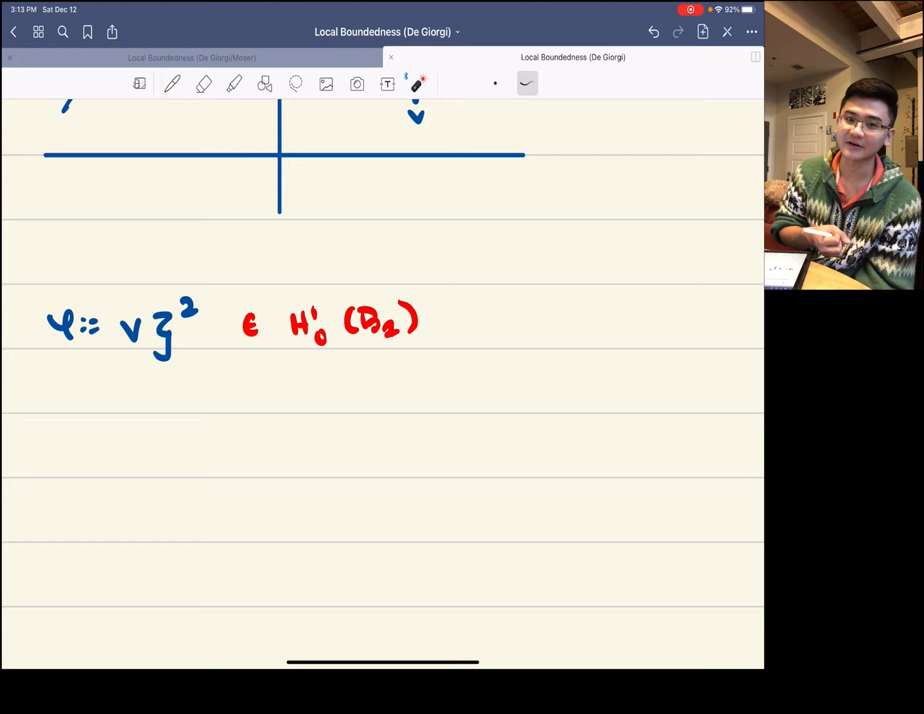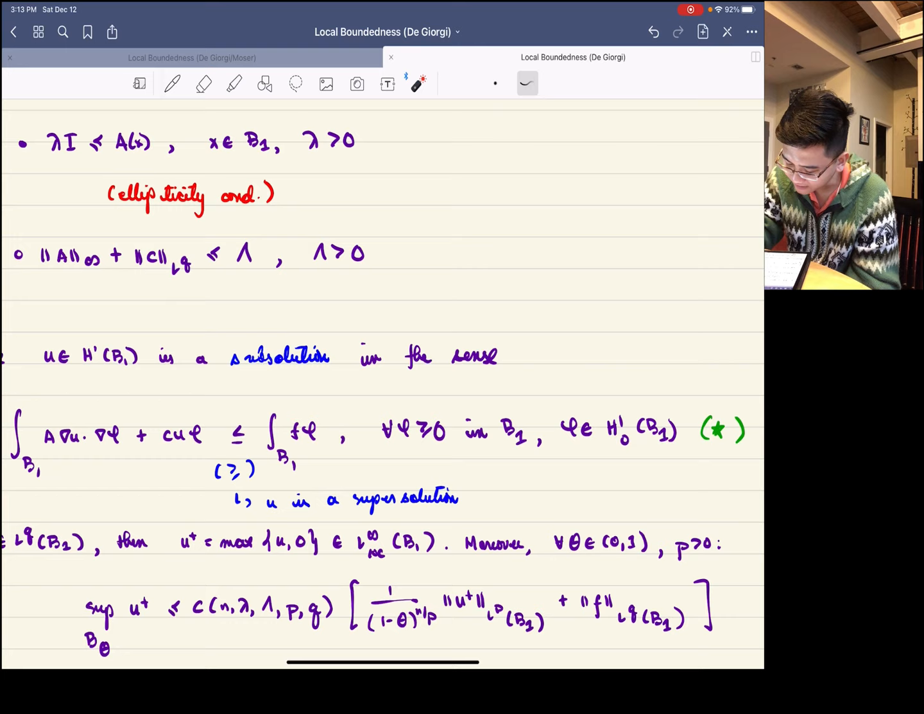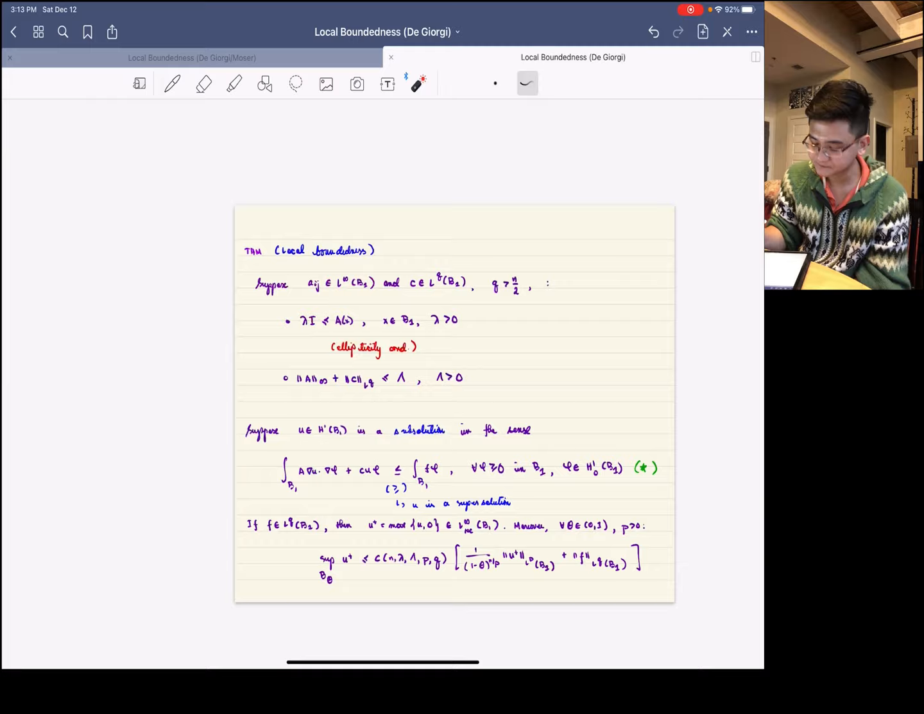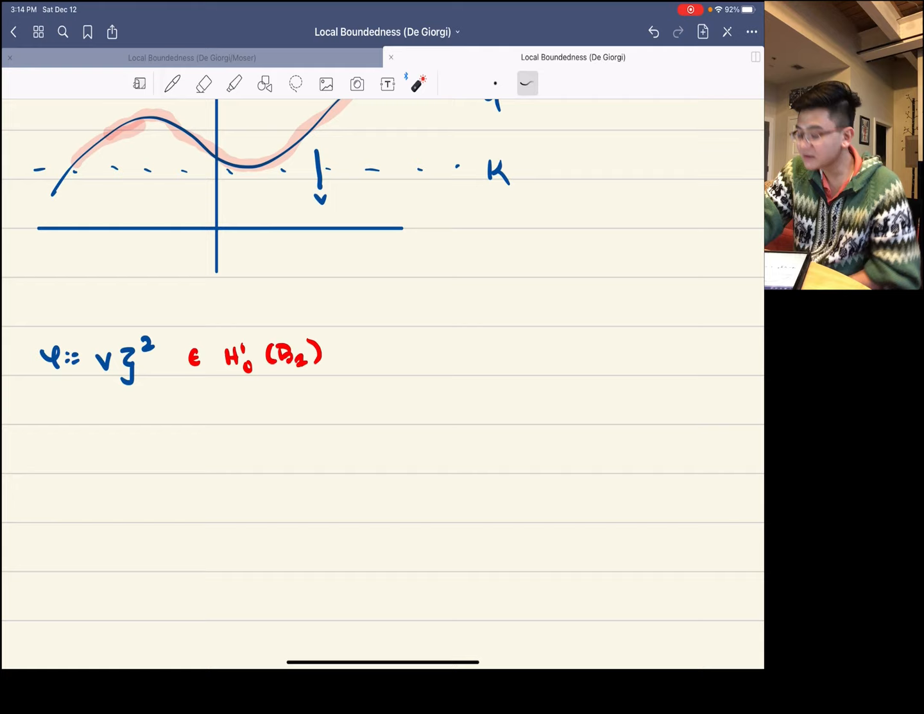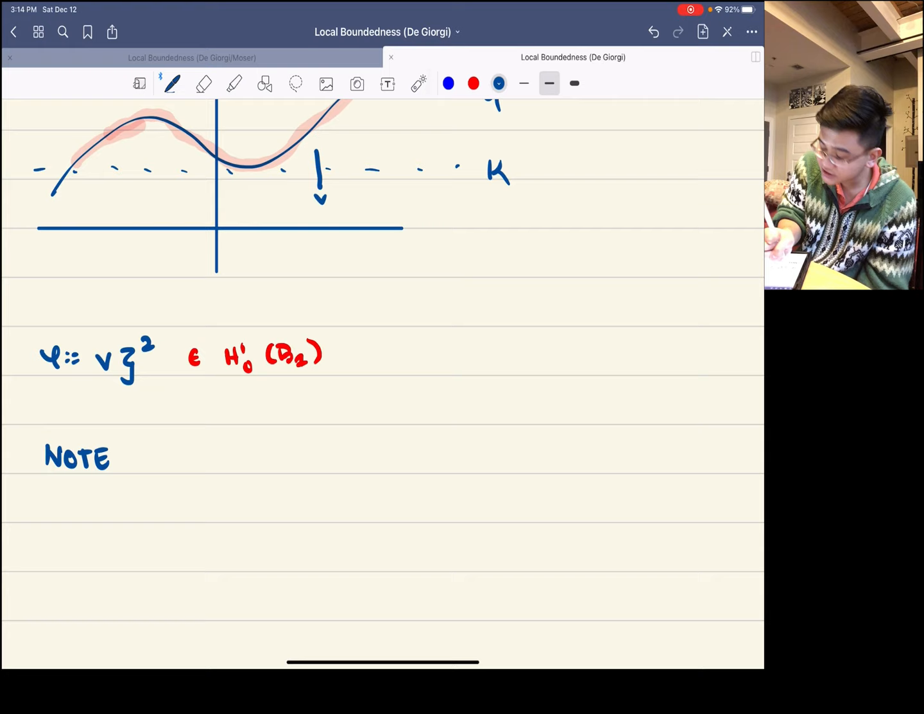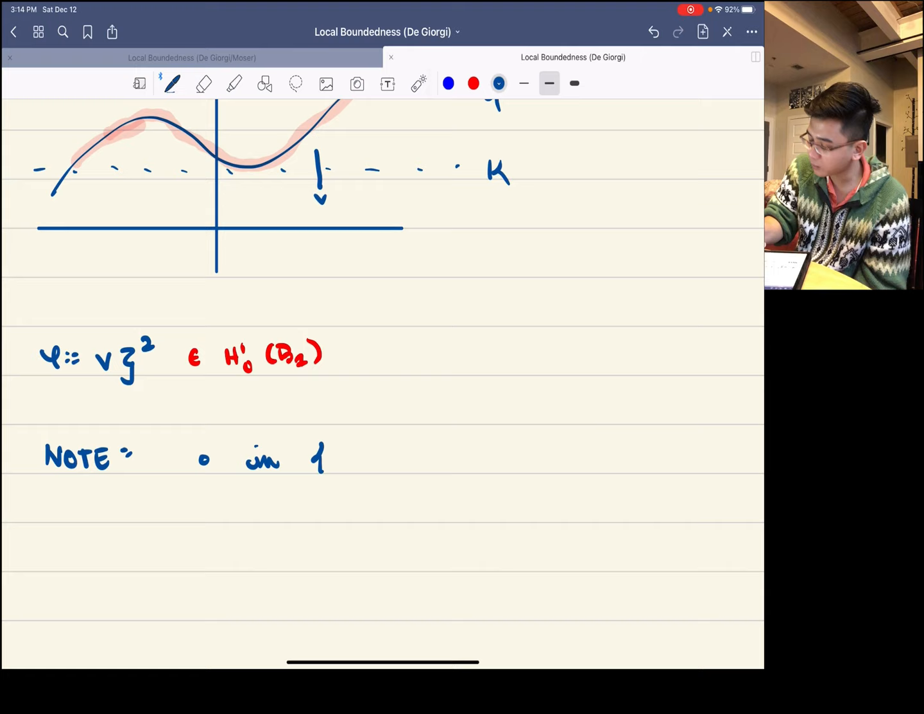Recall that for subsolutions, it's not just any test function. We need some special conditions: it has to be non-negative and in H_0^1. So similar to what we've seen before, we're going to use phi as a test function in that definition. But before we proceed, let's make some observations. Note that the first one: in the set where U is bigger than K, V is equal to U minus K, and grad V is just grad U almost everywhere.